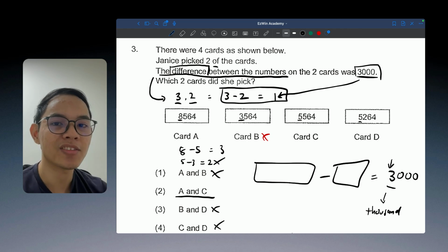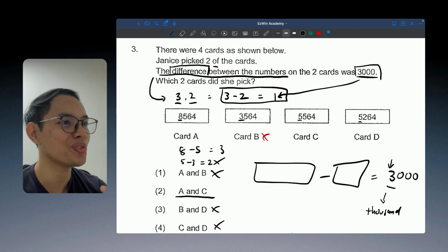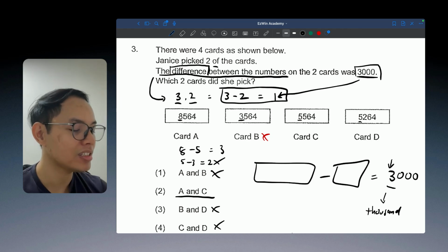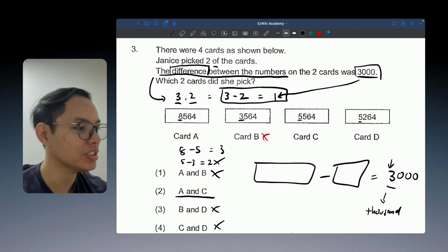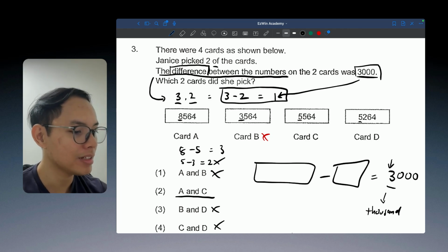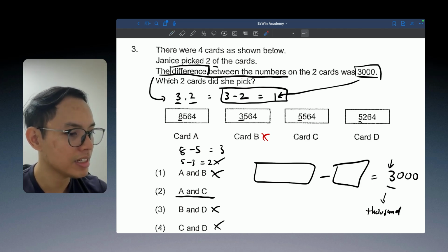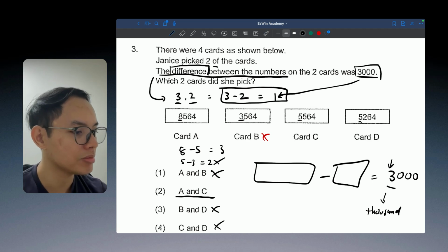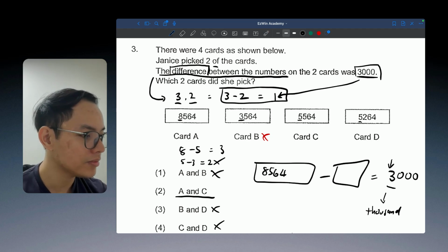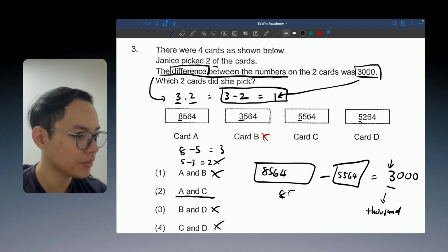So that is a quick hack for you to actually get the answer. But to actually do the whole equation is where you put the number. Since card B cannot be the answer, let's check A and C. A is 8564 minus card C 5564. So let's try 8564 minus 5564.